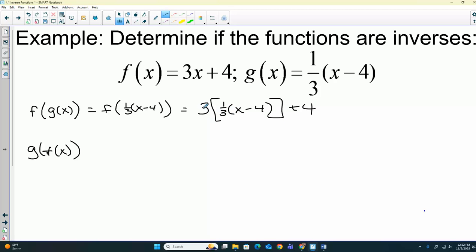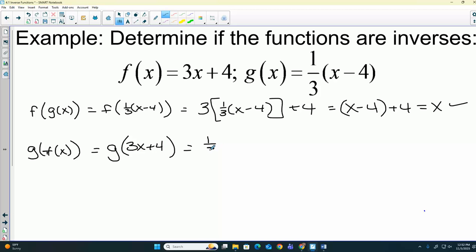Now there's different things you could do from here. You could distribute the 1/3, or you could multiply. What's 3 times 1/3? 1. So it gives me x minus 4 plus 4, which is x. So that one worked out, but I have to check the other. So we have to check the other one as well. So that's g of f is 3x plus 4.